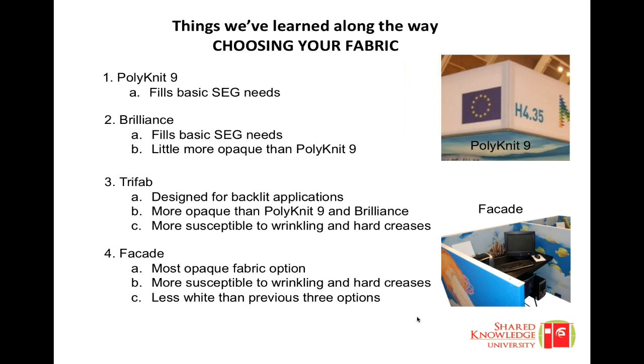Similar to Trifab is our most opaque fabric option, which is a fabric called Facade. Rather than being 3 layers of white fabric like the Trifab is, it is actually white, black, white. So in essence, it has its own light blocker built into the fabric. Because it also is using those 3 layers of fabric, it is, again, more susceptible to wrinkling and hard creases.